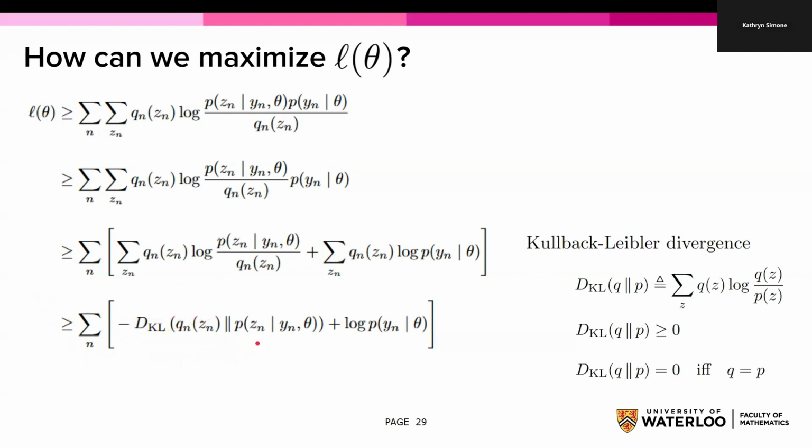And so we can achieve that by setting Q to match the posterior distribution of the latent variables, given the observed data and the current parameter estimates. And so when we do that, the KL divergence is going to vanish. It's going to become 0, and we're left with the log of the marginal likelihood of the observed data.